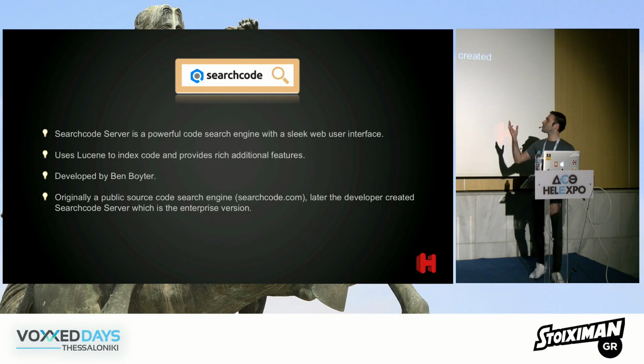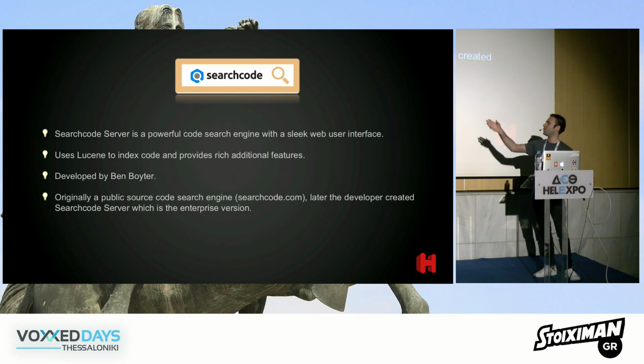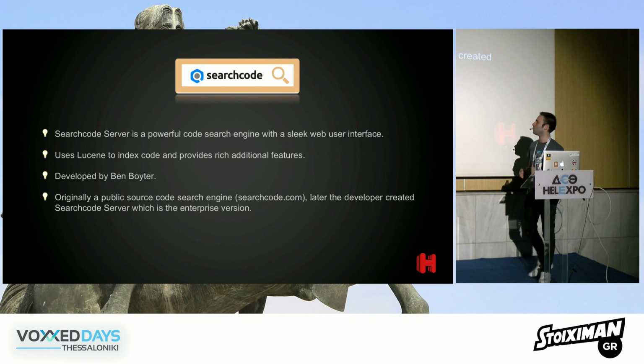So the first one is Searchcode Server. Searchcode.com is the public version of that service, and Searchcode Server is the enterprise version of Searchcode.com, essentially. It has been developed by Ben Boyter, and it builds on top of Lucene to index and allow you to do code searches.